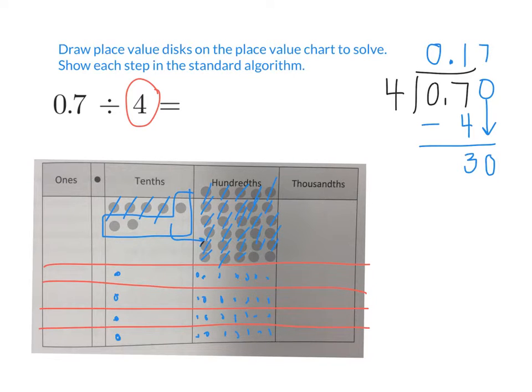How many did we use up? I could count 1, 2, 3, 4, 5, 6, 7, 8, 9, 10, all the way up to 28, because 7 groups of 4 is equal to 28. How many hundredths were left over? 2. Because 30 minus 28 is 2. We know that those 2 can be regrouped to become 20 thousandths. Go ahead and draw that.